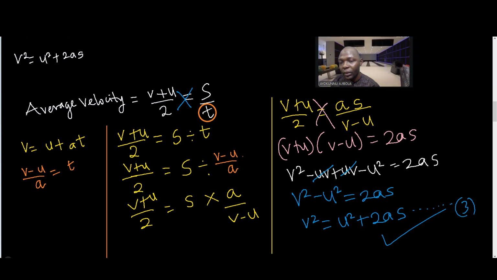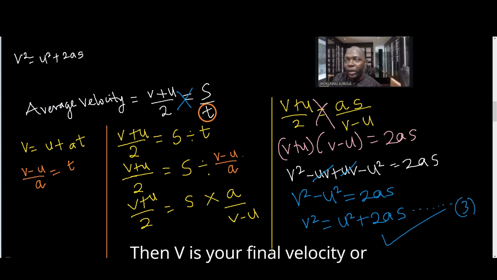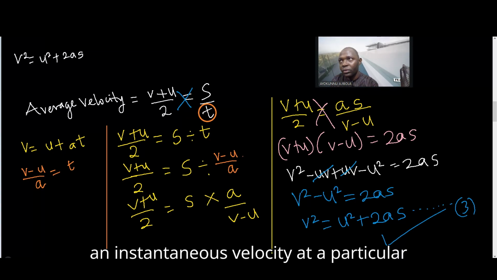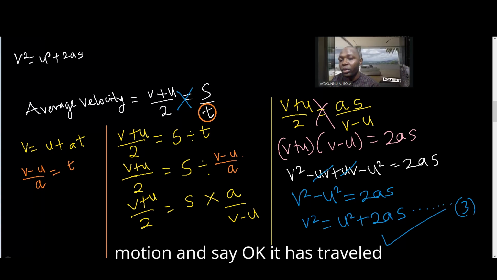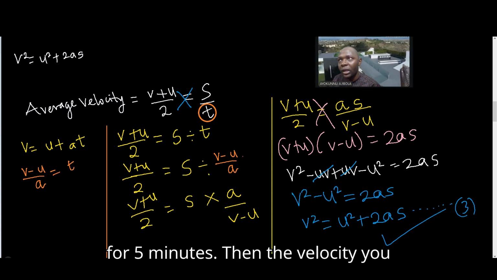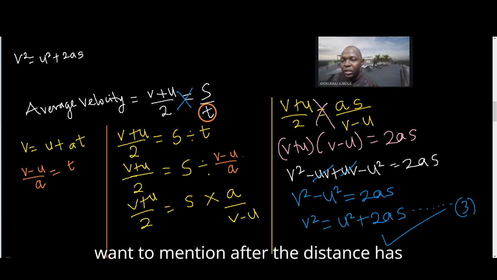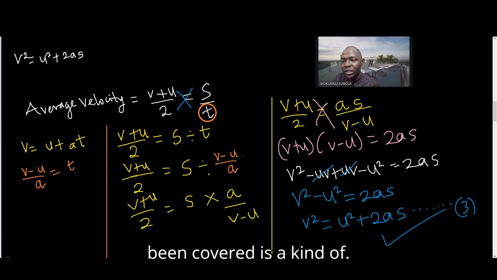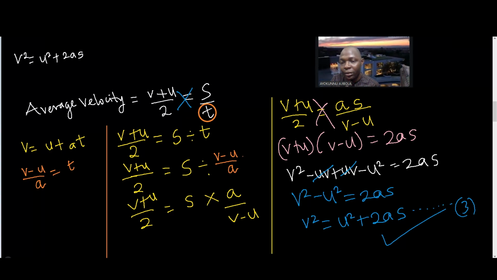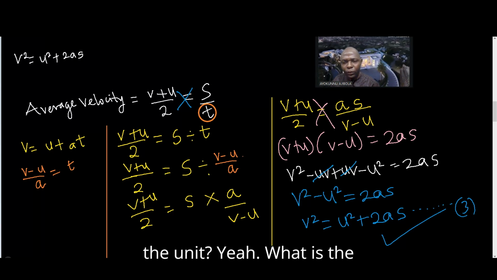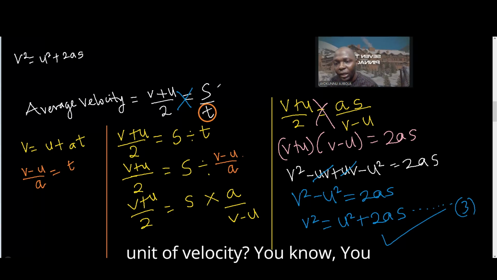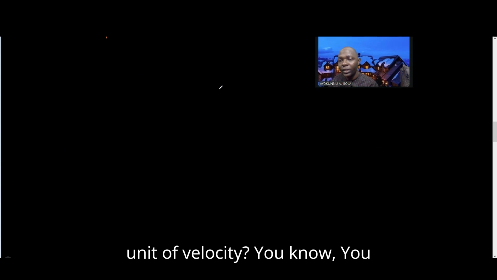Then v is your final velocity, or an instantaneous velocity at a particular instant where you refer to the motion and say, okay, it has traveled for 5 minutes. Then the velocity you want to mention after the distance has been covered is a kind of final velocity. Okay, what is the unit of velocity?